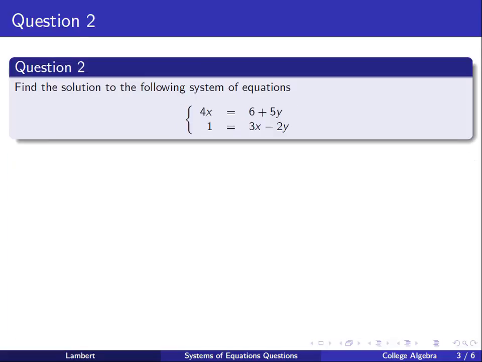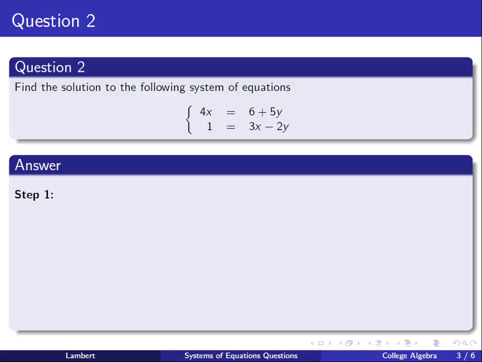Okay, so on to the next question. Let's find the solution to the following system of equations. You have 4x equals 6 plus 5y, and then 1 equals 3x minus 2y. In order to go forward on this one, in a slightly different manner, we need to get everything on the same side. If you move the 5y over in that first equation, you get 4x minus 5y equals 6. And on the second equation, we can just flip-flop the sides, so you get 3x minus 2y equals 1.